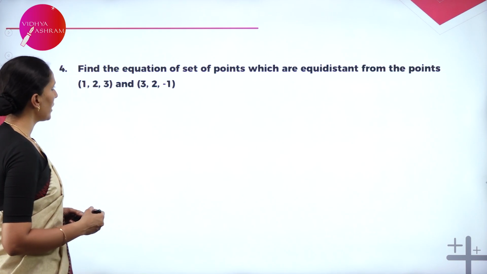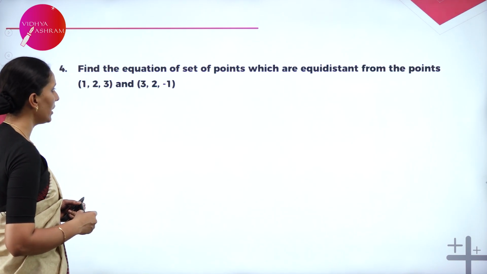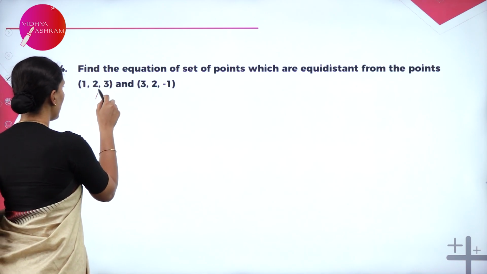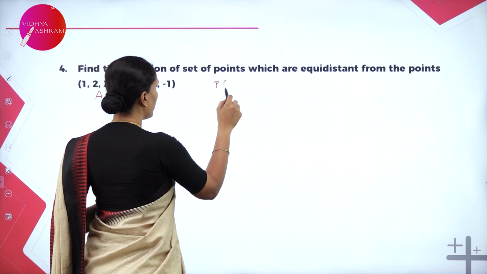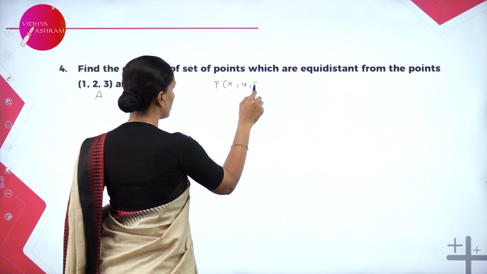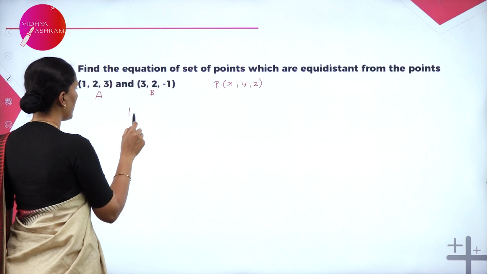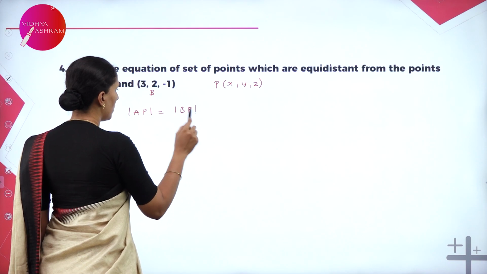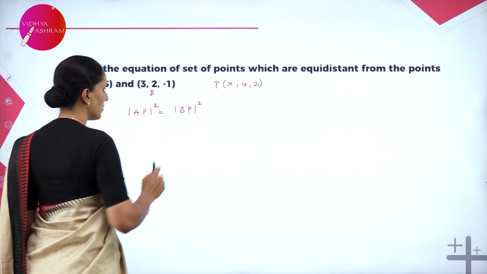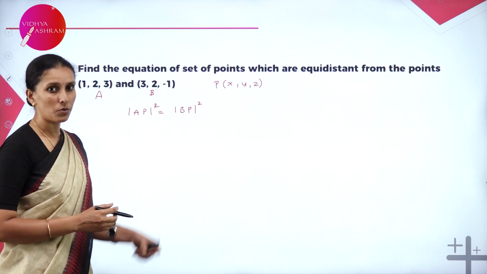Next we have: find the equation of the set of points which are equidistant from the points 1, 2, 3 and 3, 2, 1. So let these be point A and point B. So let our required point be P(x, y, z). So given distance AP is the same as distance BP. So let us square it on both sides. So when we square both sides, we can write the distance formula without using the square root.